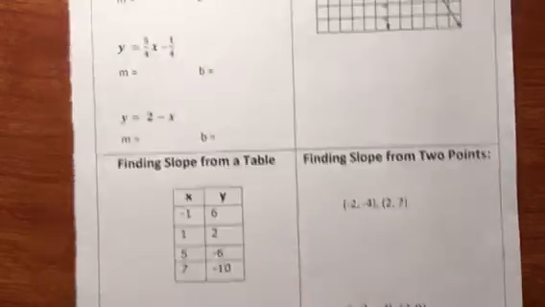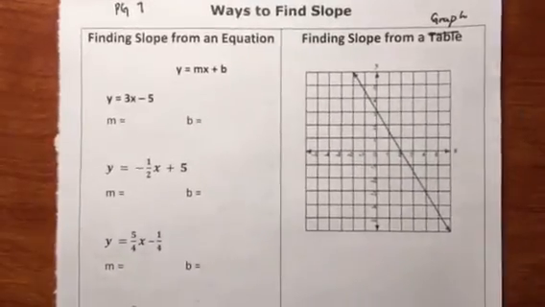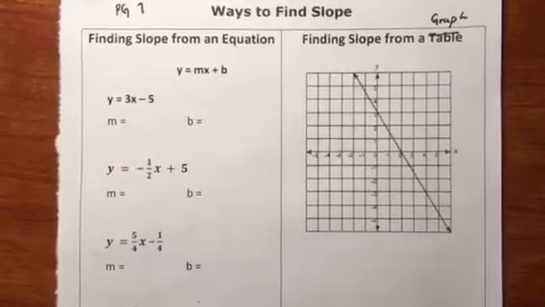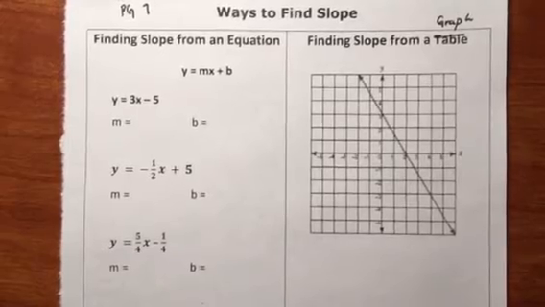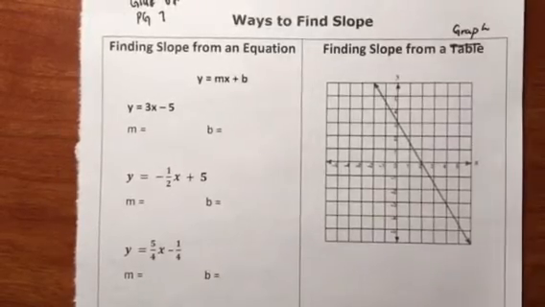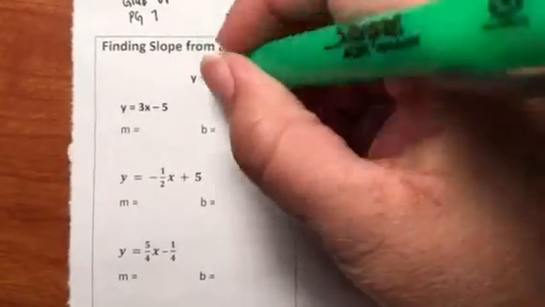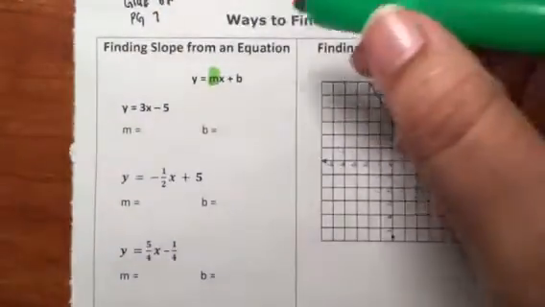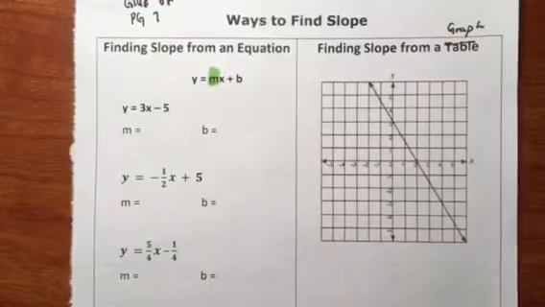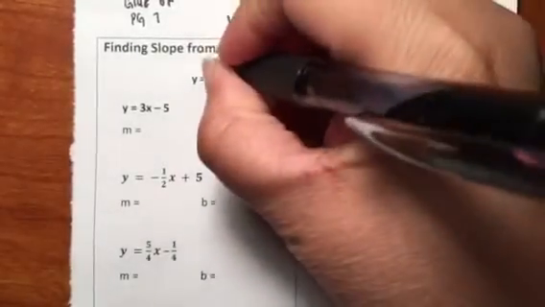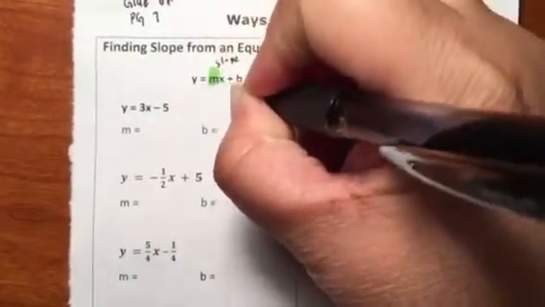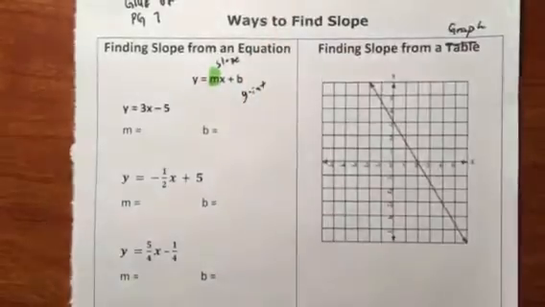So let's look at the very first one. A lot of the times it's not going to be this easy. You'll have to solve for y and then determine what the slope and y-intercept are. But for this purpose, we're just going to focus on finding slope. So here, this is called slope-intercept form. So I need you to remember that this is your slope and this is your y-intercept.